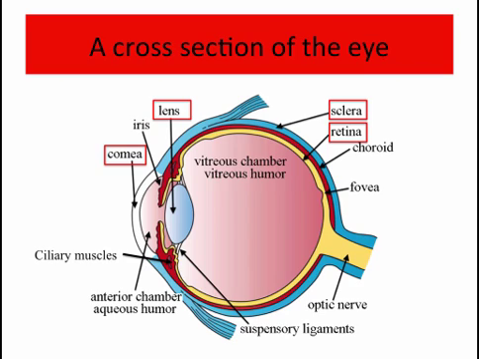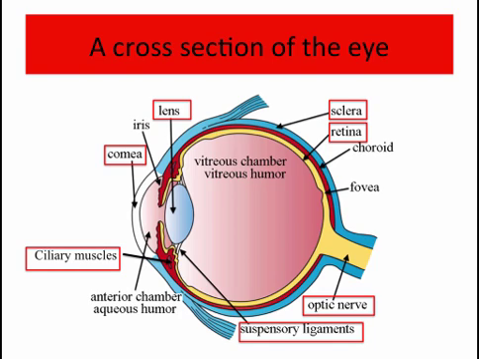We've got the sclera, or the sclerotic, which is the white outer layer of the eye, and the optic nerve, which takes the information from the retina to the brain. The suspensory ligaments, which are attached to the lens, and the ciliary muscles, which contract and relax to change the size of the lens.